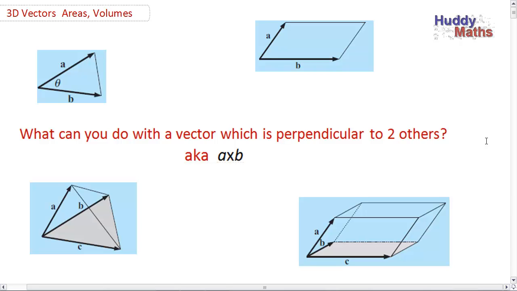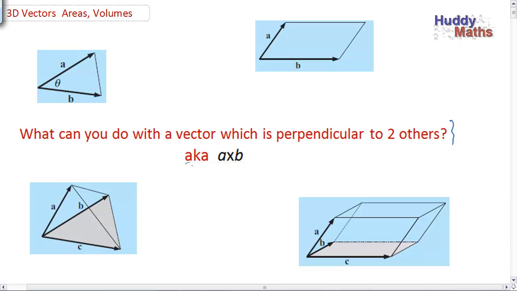Wow, I think you're going to like this. We're really getting into the use of vectors here. Do you remember the question I asked you at the end of the last presentation? It was about this sort of statement here. Here we are. What can you do with a vector which is perpendicular to two others?